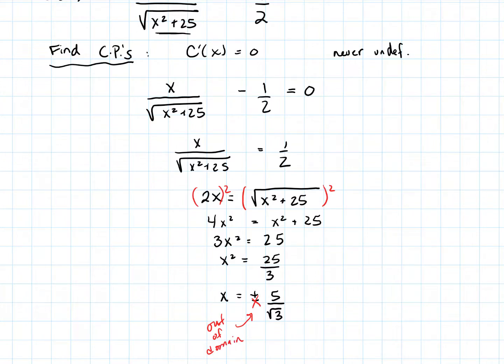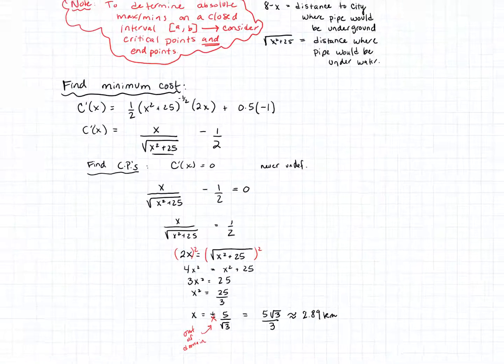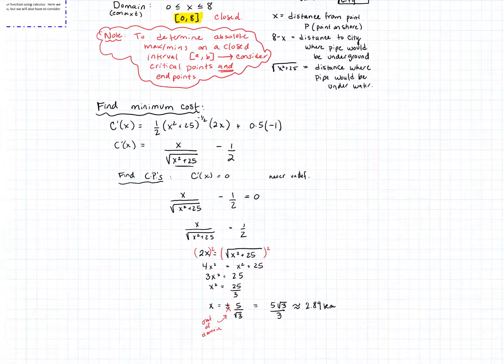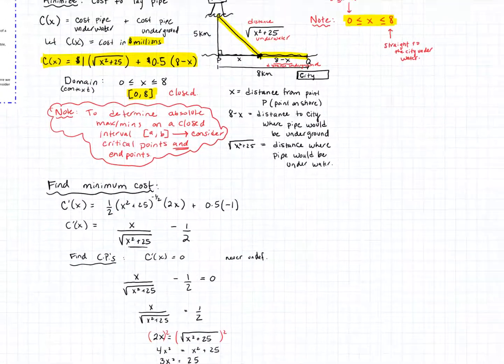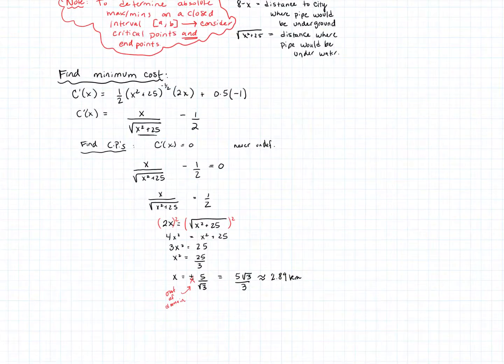And just to simplify that a little bit, let's make that 5 root 3 over 3, which, just for reference for our sign chart here, as well as just the context, is about 2.89. And that is in kilometers, by the way. Remember, x was a distance from that point P, the closest point to the well on the shore. Okay, so 2.89 is what we've gotten for x. So just back to the picture to remember.